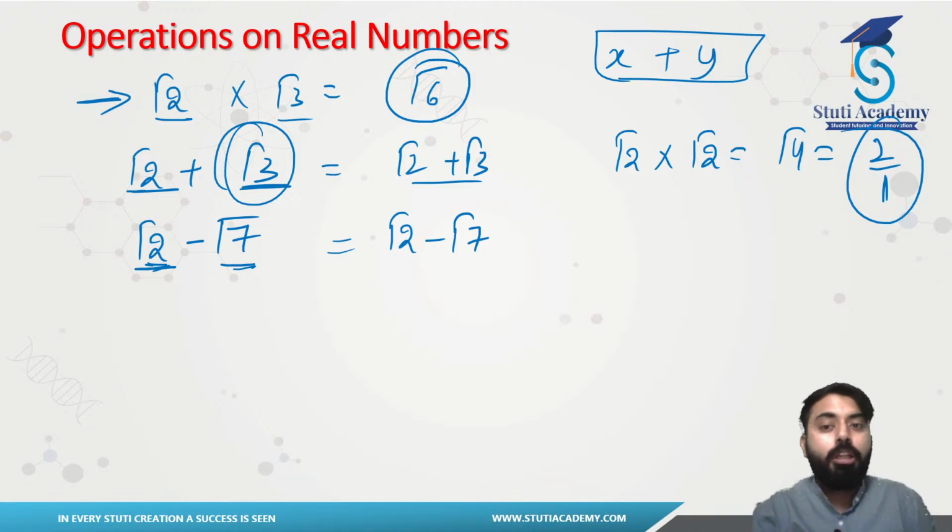Remember this. Now while you are adding two irrational numbers, your number will always be irrational. Why is that? You guys see here, if I add square root 2 and square root 2, I will be having what?